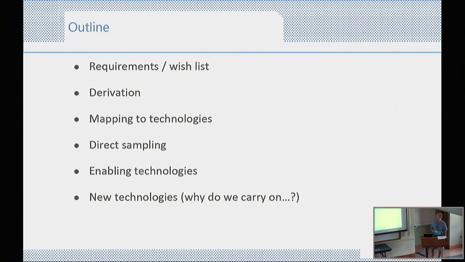So I'm going to give an outline: where do we start with everything, the sort of requirements, the wish list. So this is going to build on what Adam said. Derivation of that, mapping to technologies, direct sampling, enabling technologies and new technologies.